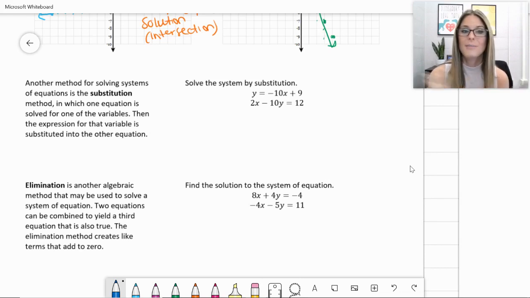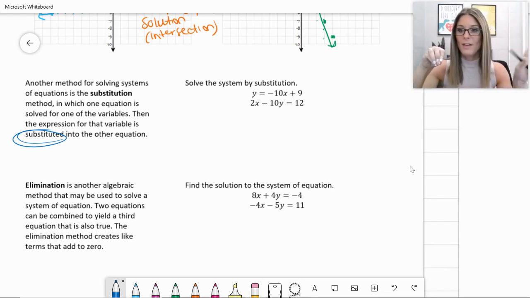The notes here say another method for solving systems of equations is the substitution method, in which one equation is solved for one of the variables, and then that expression from that first equation is plugged in or substituted into the other equation. It gets its name because we're substituting. We're replacing one of the letters in an equation with the expression from the other. So let's look at the example to the right. The top equation says y equals negative 10x plus 9, and the bottom equation says 2x minus 10y equals 12.